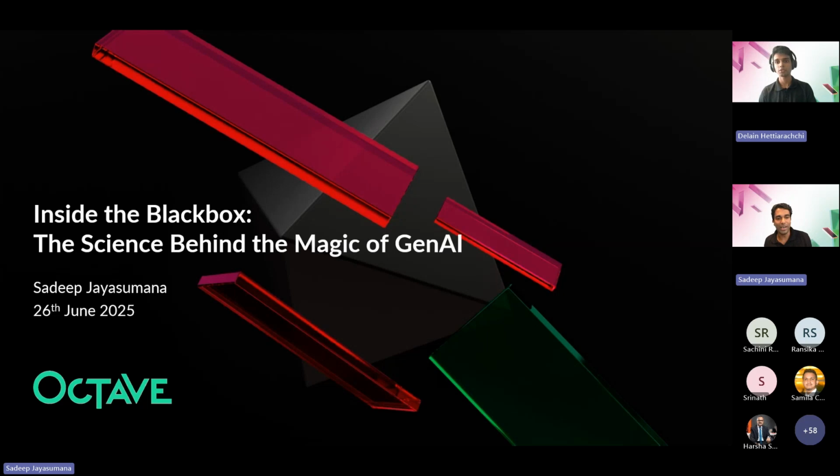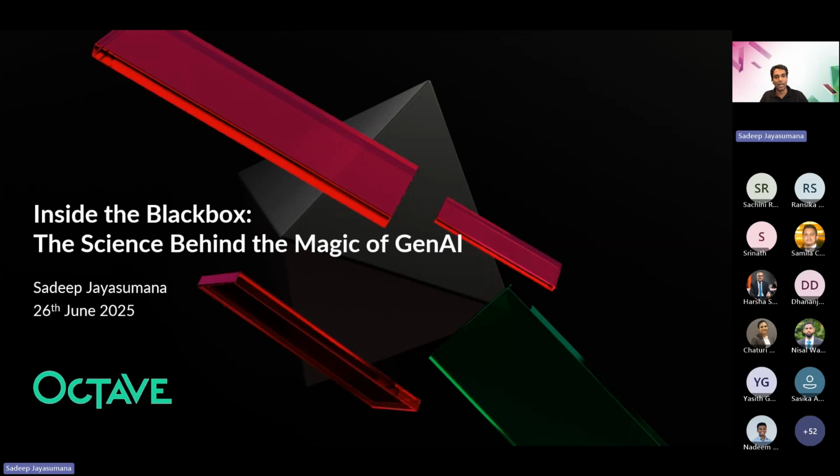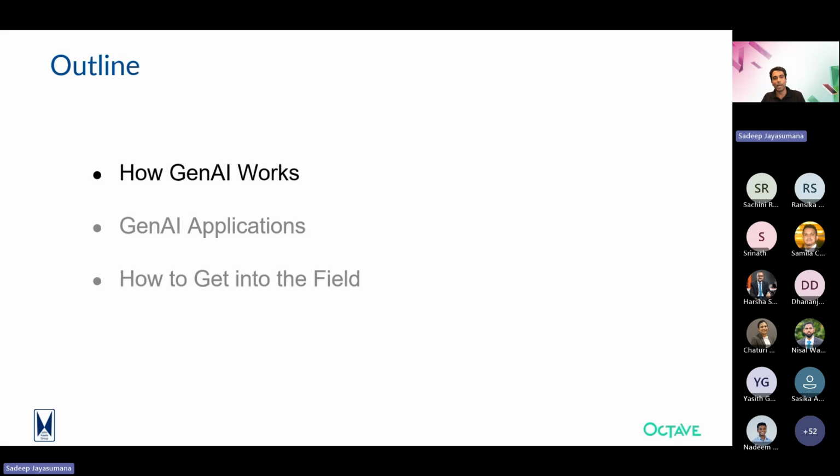Okay, cool. Welcome, everyone. I'm Sadeep, and today I'm going to talk about Inside the Black Box, the science behind the magic of GenAI. This presentation is going to have three main parts. In the first part, I'm going to talk about what GenAI is and how it works. Secondly, I'm going to talk briefly about GenAI applications. And thirdly, there were some requests to talk about how to get into this field of AI and GenAI, so I'm going to touch briefly on that as well. But most of the content will be on the first section, how GenAI works.